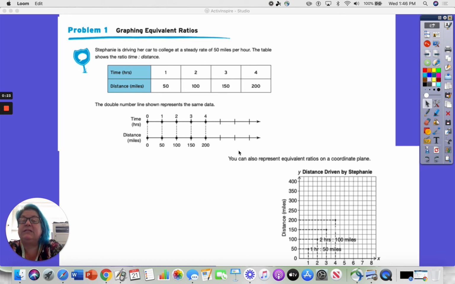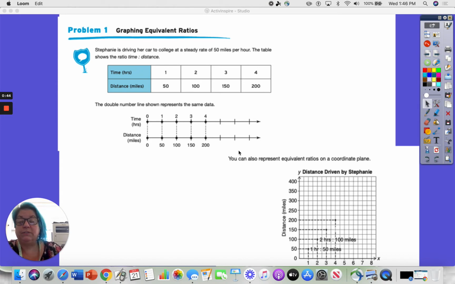It says Stephanie is driving her car to college at a steady rate of 50 miles per hour. That means she's using cruise control. The table here shows the ratio of time to distance. You'll notice that time is the top one, that is always the x-axis, and distance is the bottom one, so that's your y-axis. And the double number line shows the same data.